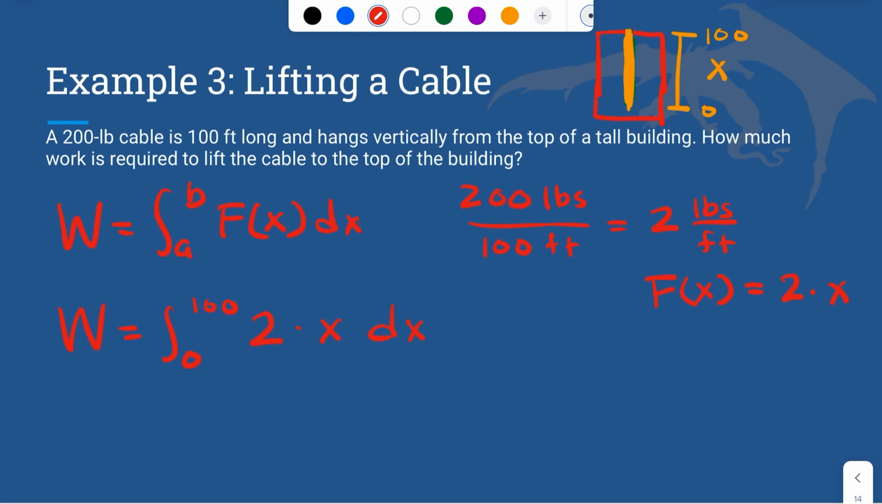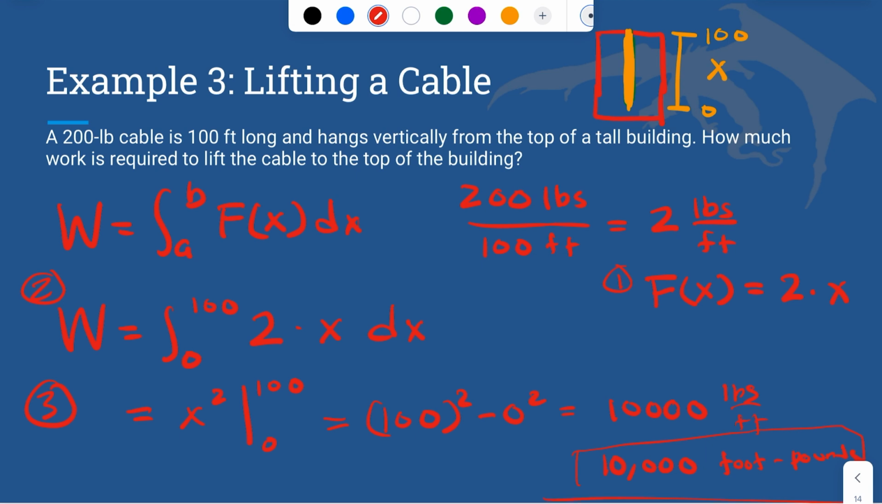So step 1 was finding the function. Step 2, set up our integral. Step 3, we want to integrate this. So when we integrate this, we get x squared, evaluated from 0 to 100. And we just substitute, and we get 10,000 foot-pounds as our final answer.